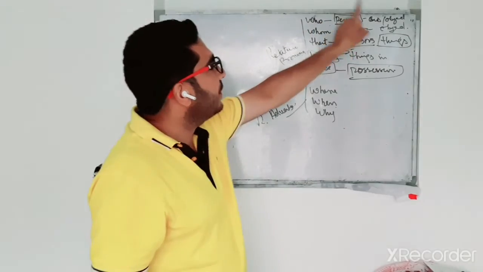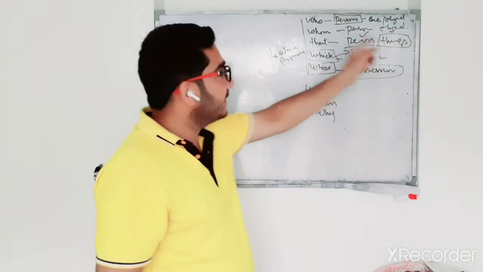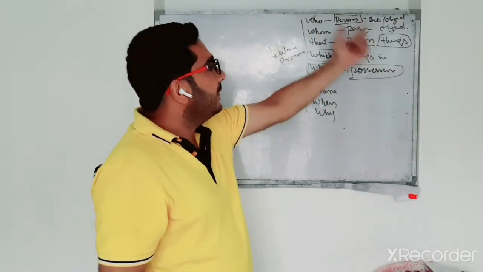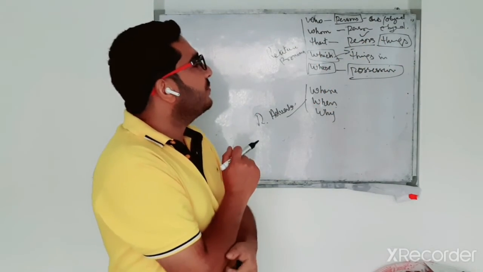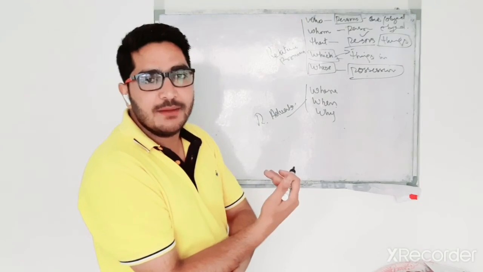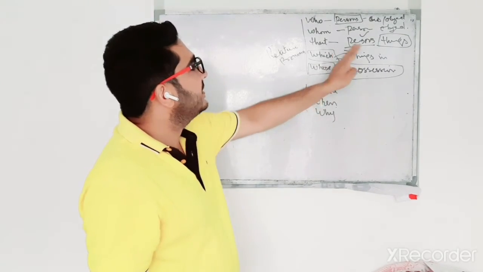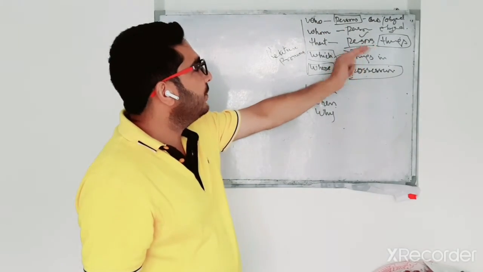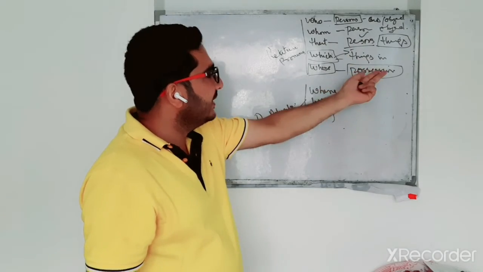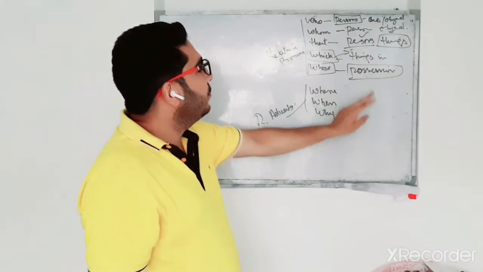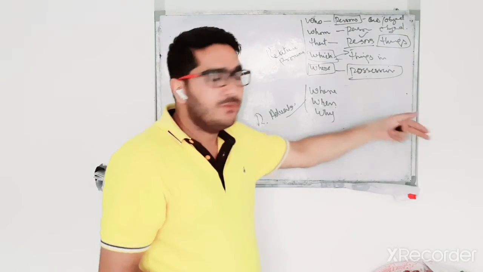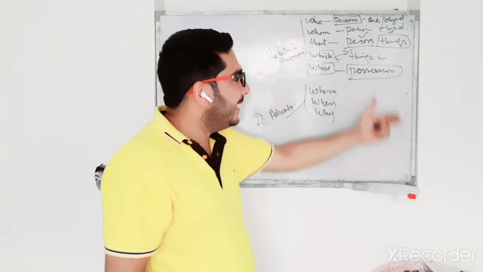So who is used for persons as subjects and objects. Whom is used for persons as objects, and that is used for persons as well as things sometimes in defining relative clause, and which is used for things in defining relative clause and non-defining relative clause, and whose is used to show possession for things as well as persons.